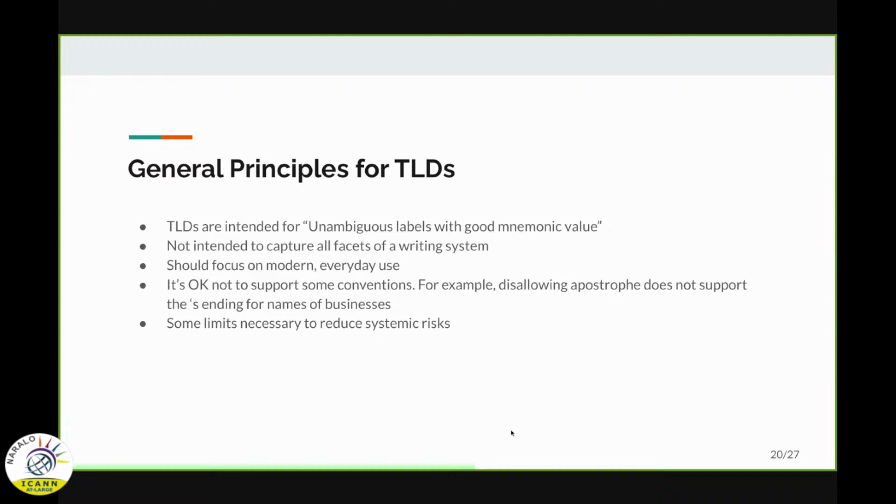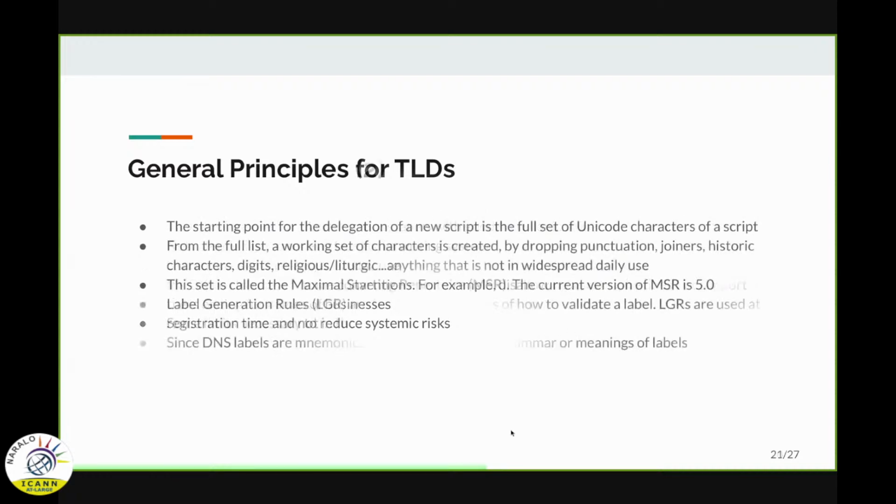So if you have a character set, for instance, the Devanagari character set contains a lot of characters used 3,000 years ago in the Sanskrit language, which are no longer contemporary. So we don't have to use them for a domain name. There is a process of filtering out these kinds of characters. It's okay not to support some conventions. For example, allowing the apostrophe does not support the apostrophe S. So there is some loss, but the objective of DNS is to provide an easy to remember label that human beings can use. There's nothing beyond that. So some limits are necessary to reduce systemic risks.